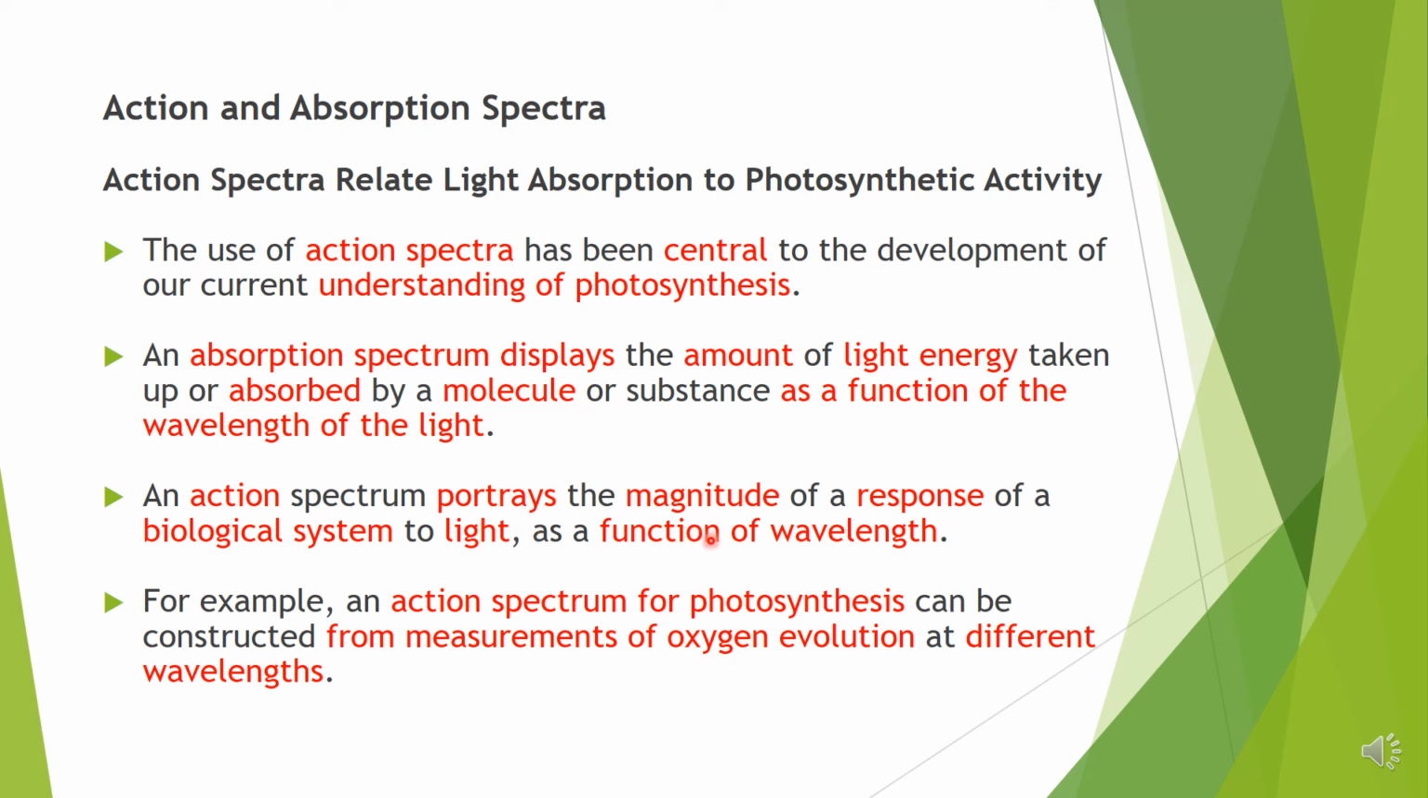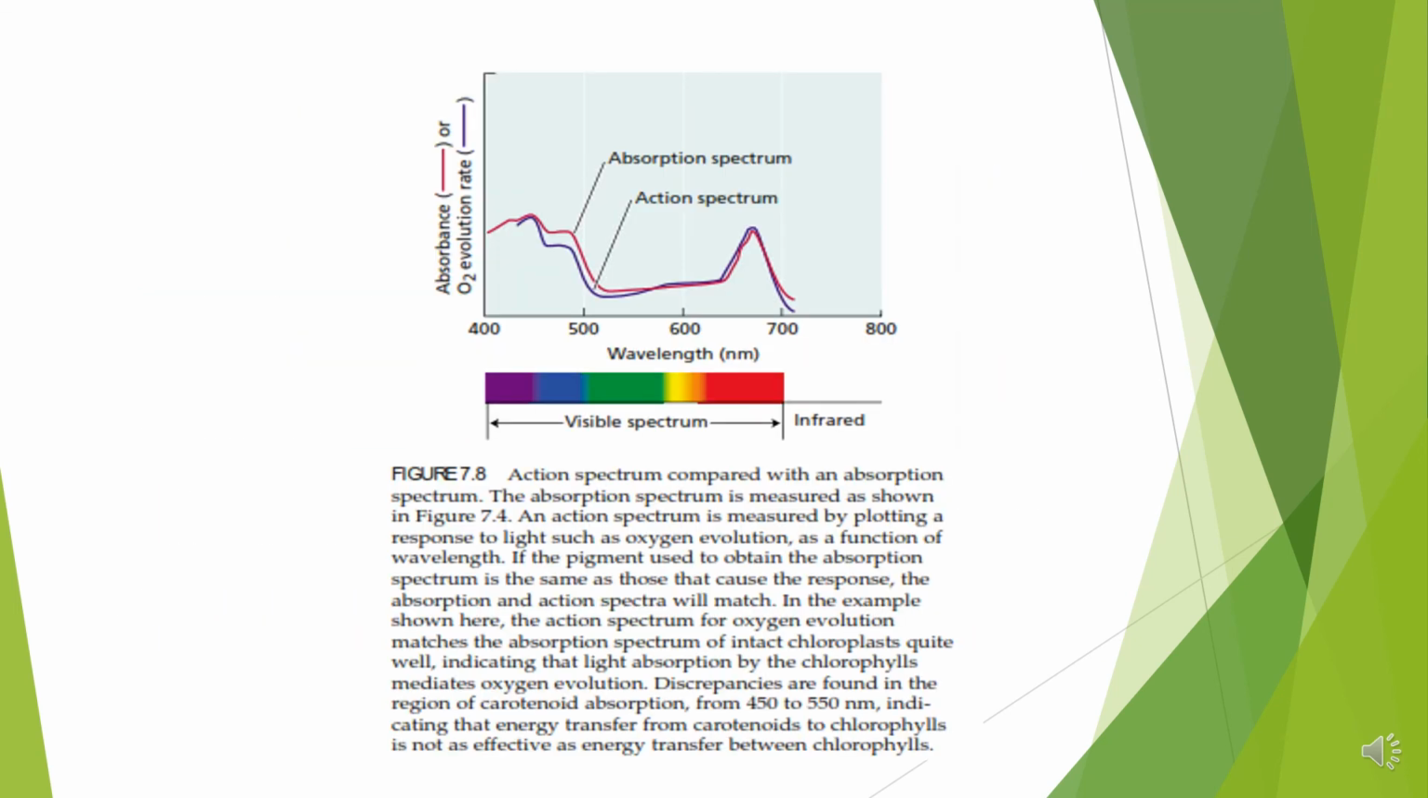Now the action spectrum can be measured, how much energy is going to be utilized in the process of photosynthesis, by the amount of oxygen evolved during photosynthesis. That amount is directly proportional to the action spectrum, and we can say that if the maximum amount of oxygen is evolved, it means the maximum amount of light energy captured is being utilized in the process of photosynthesis.